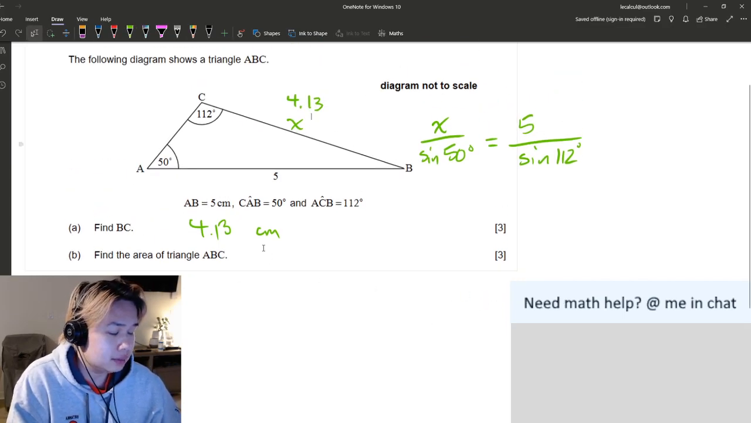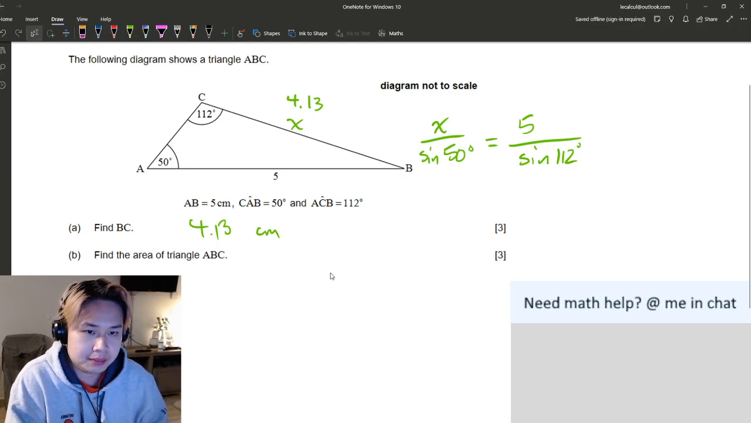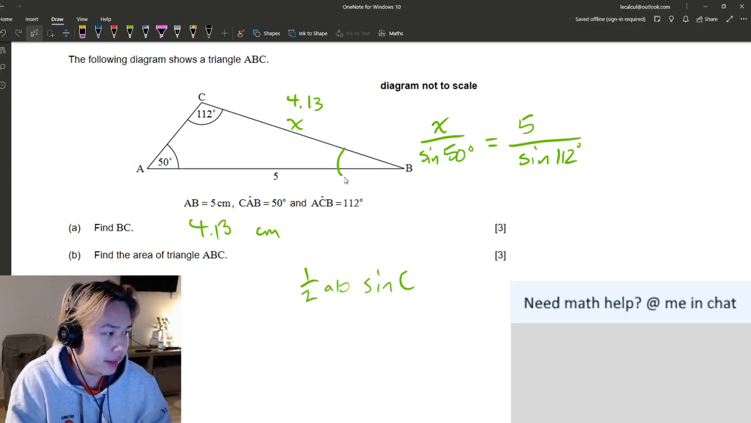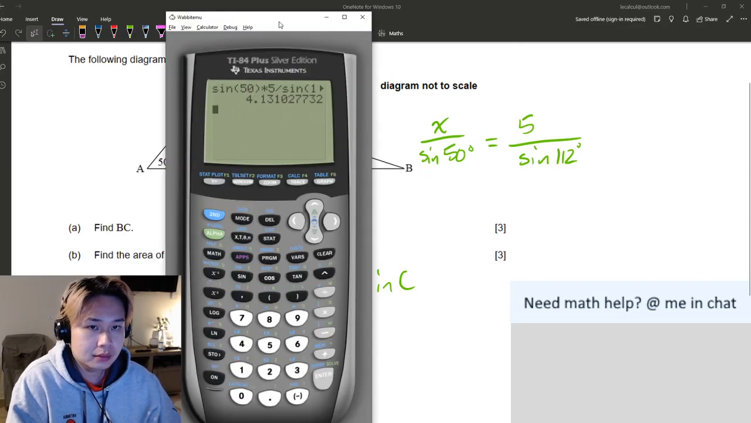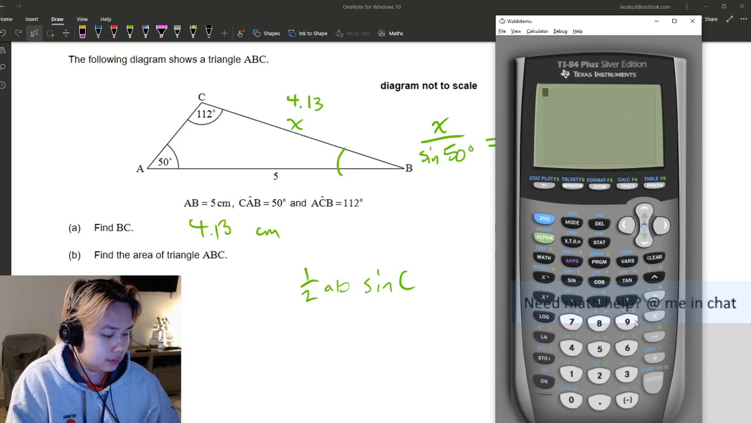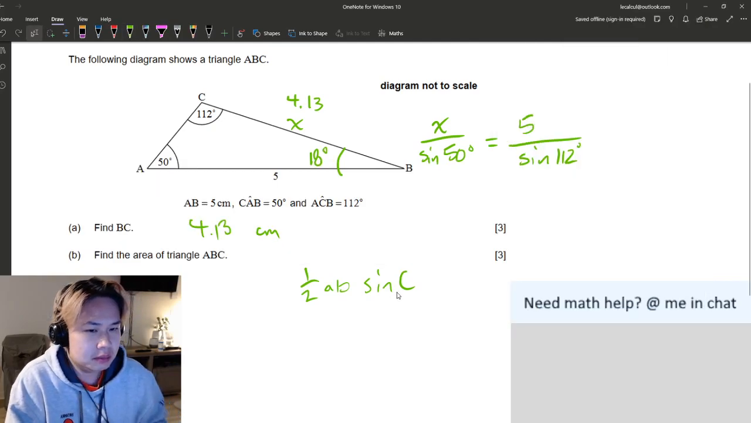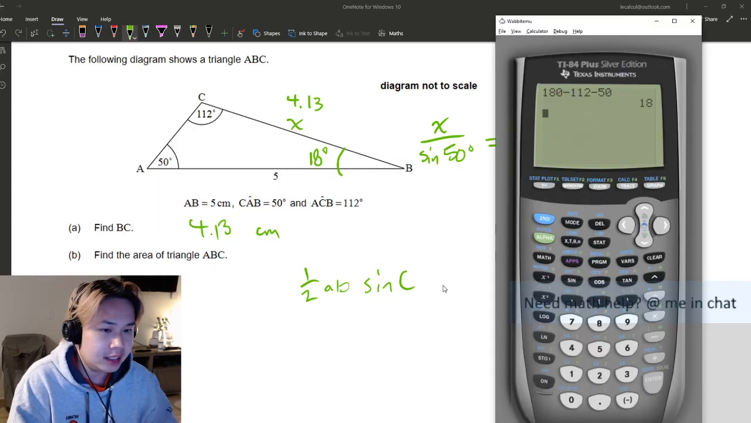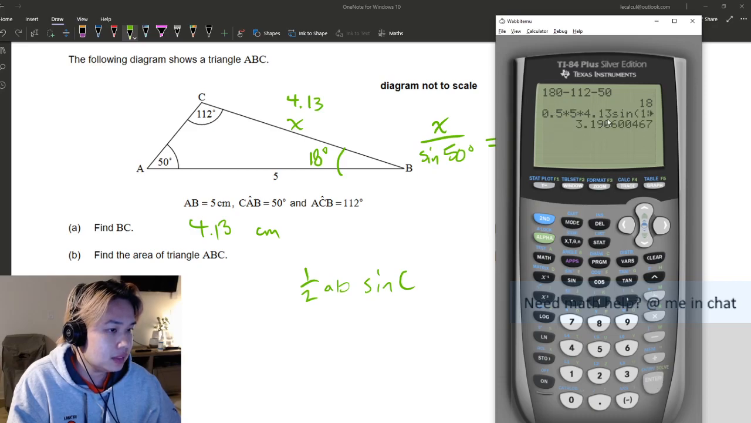And then hence, or well, find the area of the triangle. So let's see. To find the area of the triangle, I should find out what this angle is. And then I can use the 1 half ab sine C area of a triangle formula. So 180 minus 112 minus 50 is 18. So this angle is 18. So now we can do 1 half times 5 times 4.13 times, not cosine, sine of 18. So here is the area of my triangle, 3.19.